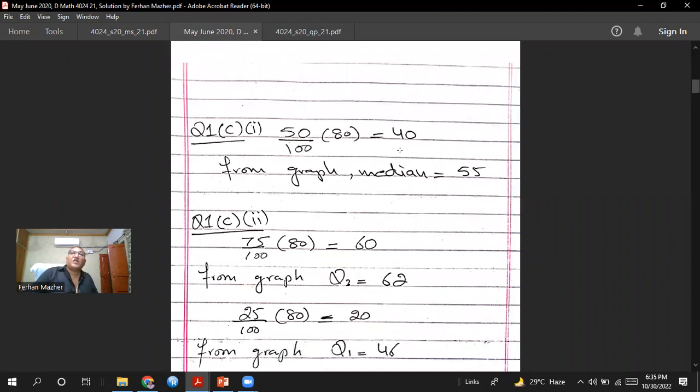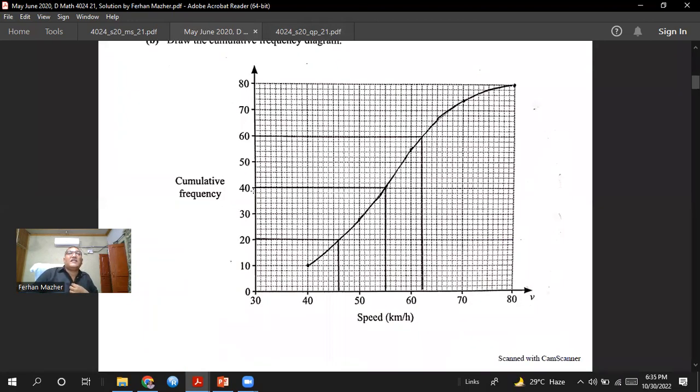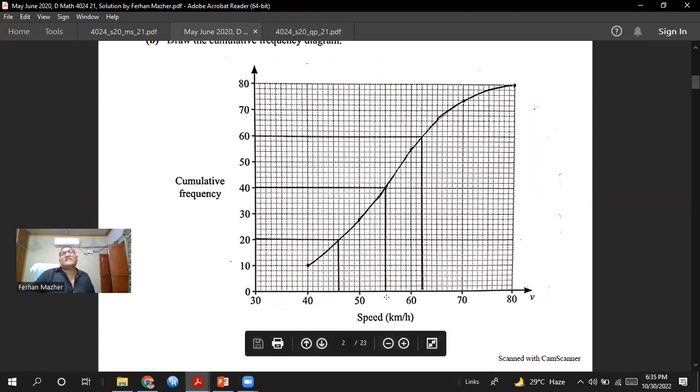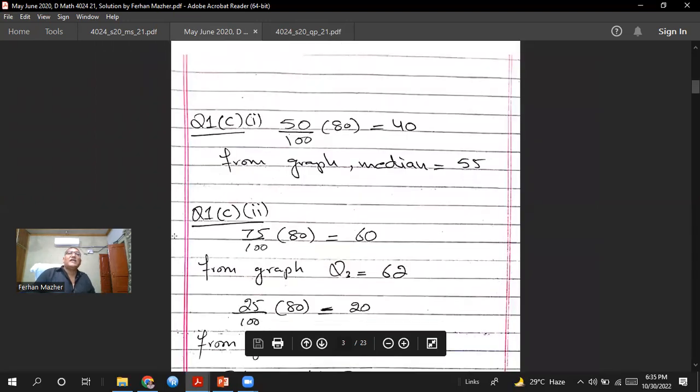So I will check the 40 on the y-axis. From that 40 on the y-axis, I will go to the graph, and below this point, I check what the value of x is. It looks like it is 55. So the median will be 55.